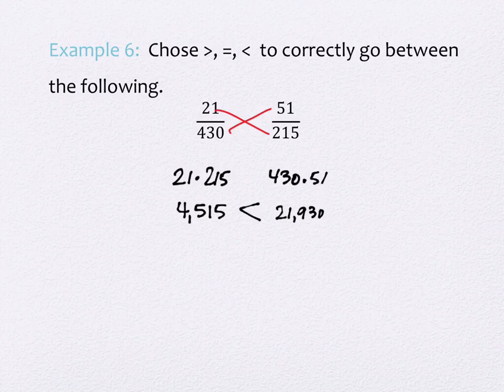So we can take that and we can go back up to the original value, and we can actually put them in the same way. 21 over 430 is less than 51 over 215.